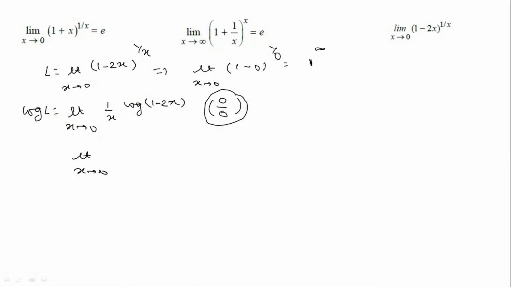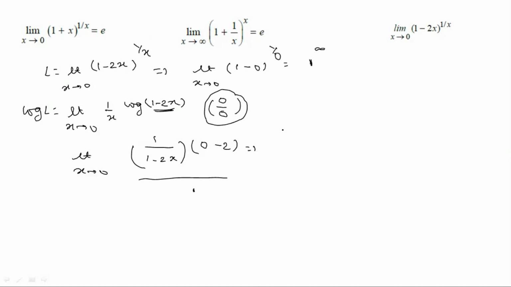Limit x tends to 0. The differentiation of log (1 minus 2x) is 1 by (1 minus 2x). Here it is not x, it is 1 minus 2x. So again the differentiation of 1 minus 2x is, as we know that the differentiation of a constant is 0 and minus 2x is minus 2, and the differentiation of x is 1. Its value is minus 2 upon (1 minus 2x). Now we put x equal to 0. Minus 2 upon (1 minus 2 into 0) is equal to minus 2.